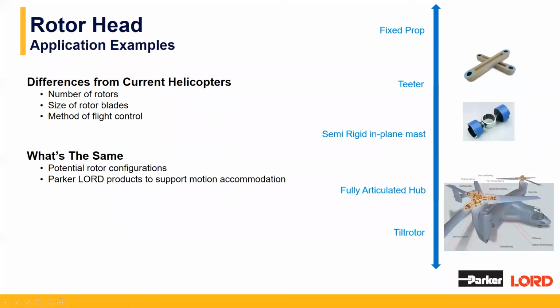Lord has a wide variety of products that support motion control of blades. Some examples are shown on the far right. At the top is a tension torsion strap, or TT strap. Below it is a trunnion bearing. Both of those are used on the lower complexity rotor configurations. And at the bottom is the complex configuration of Lord elastomeric mounts overlaid on a tilt rotor aircraft to show for contrast. And then finally, Lord's experience with rotor dynamics and vibration isolators.